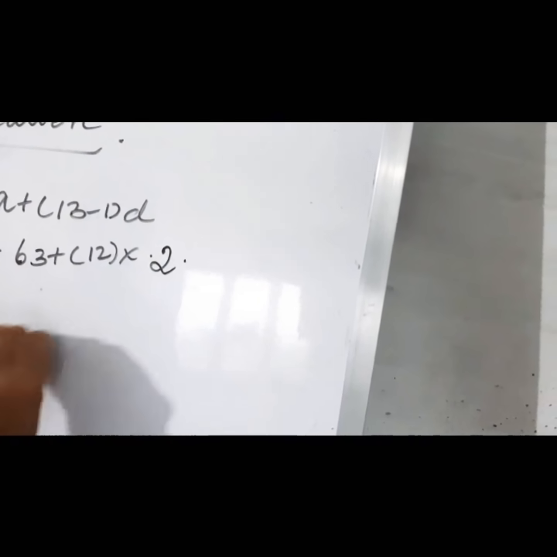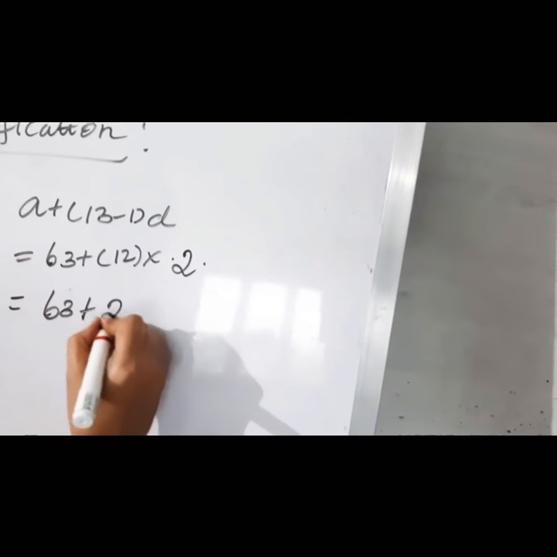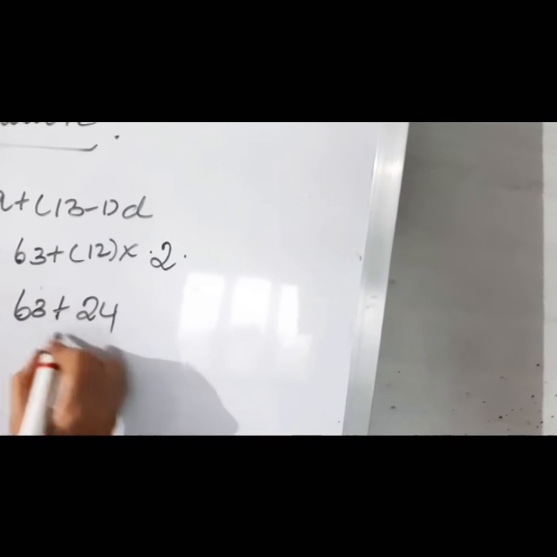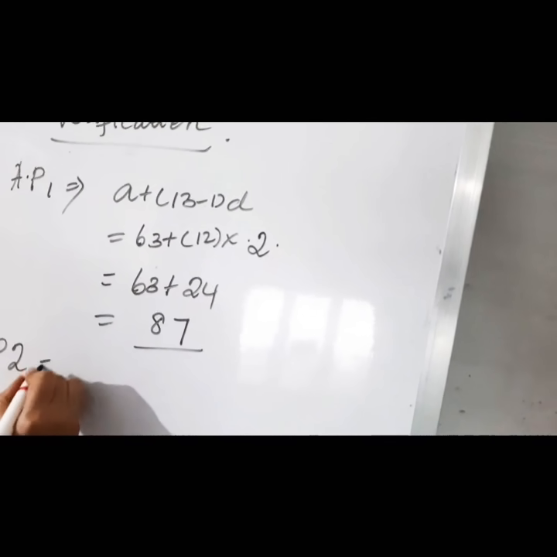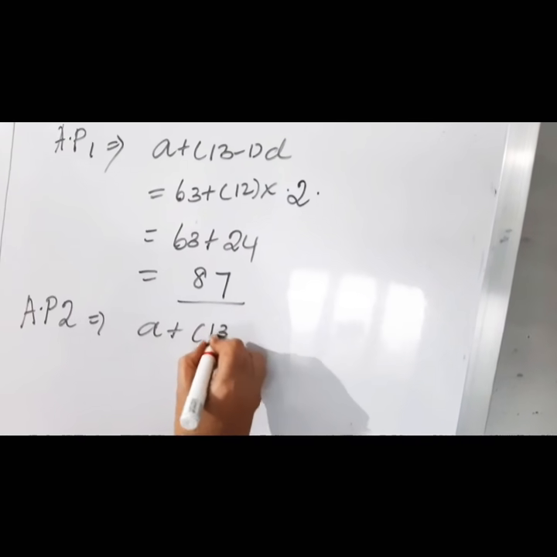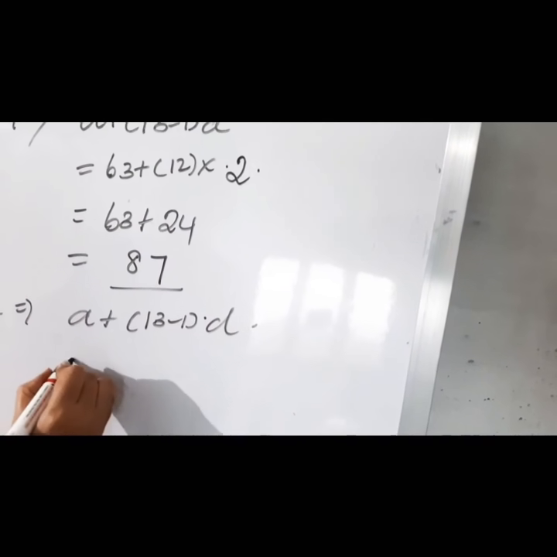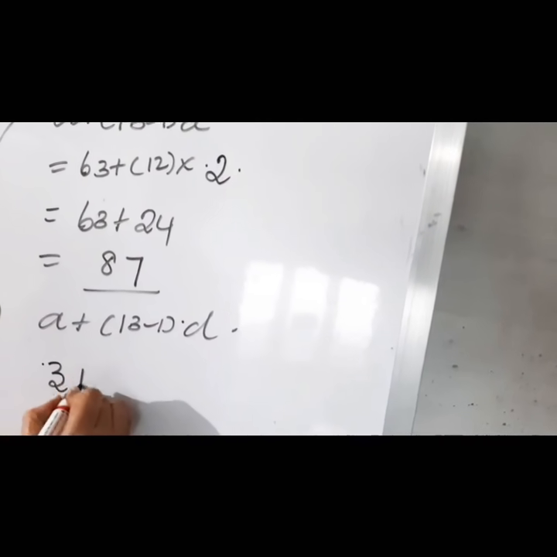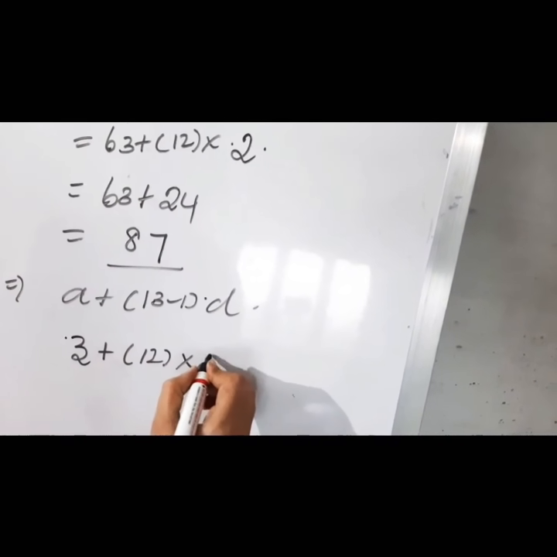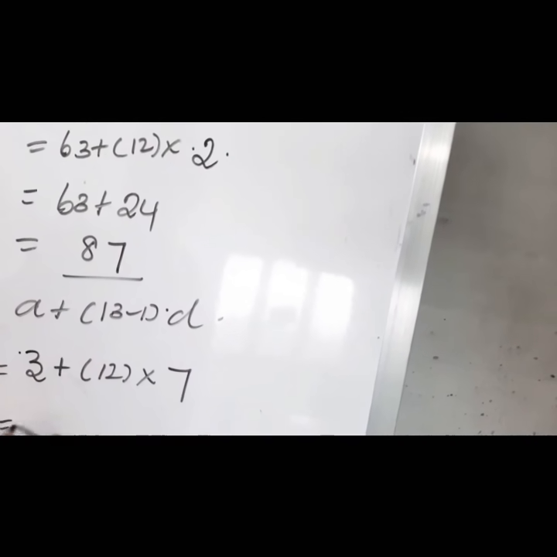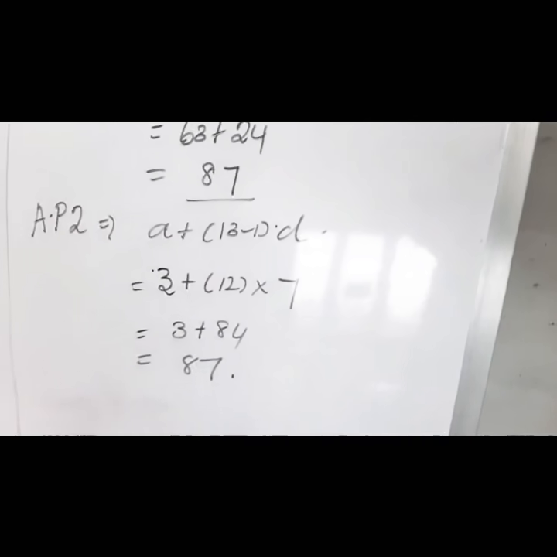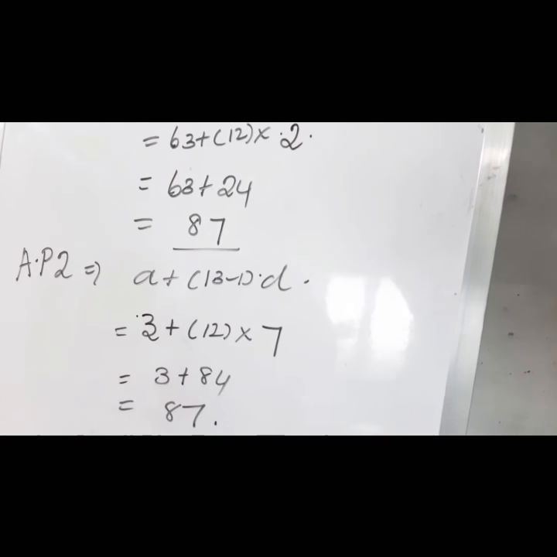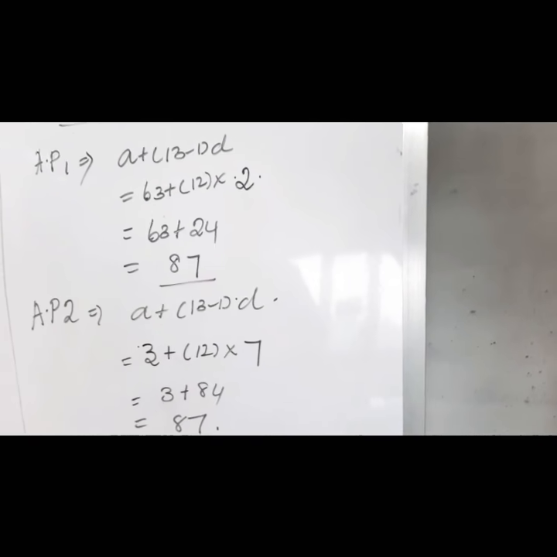7 2. So 63 plus 24, which is equal to 87. Let us check that for the second AP also. A plus 12 into D for the second AP, the 13th term. What is A of the second term? 3. 12 into what? 7. What is D of the second term? 7. Which is equal to 3 plus 84, which is equal to 87. So for both the APs, if you take the 13th term, both the 13th terms of the APs are equal, and that is 87. Is homework.